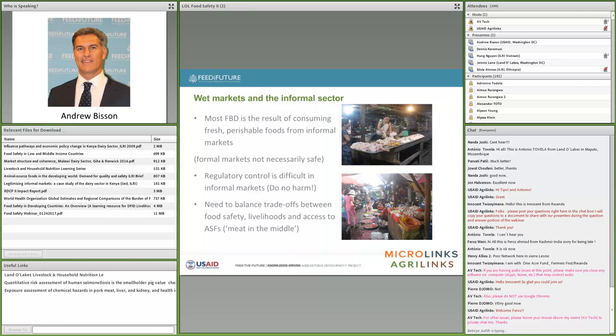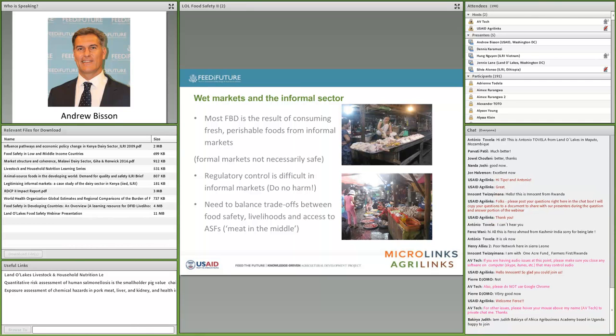Wet markets and the informal sector are generally where most people obtain their fresh food and where many of the key risks lie. Formal markets are not, however, necessarily safe, and informal markets are not always high risk. Regulatory control interventions can seem like the way forwards, but experiences show that this is difficult and problematic. Approaches to close down informal market channels or overzealous regulation have not generally been successful, and in many cases can often do more harm than good.